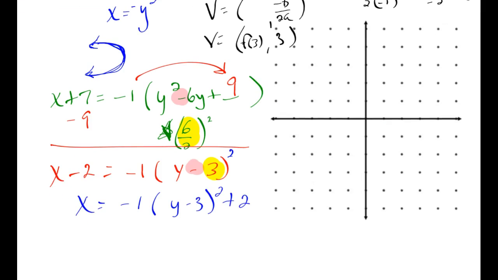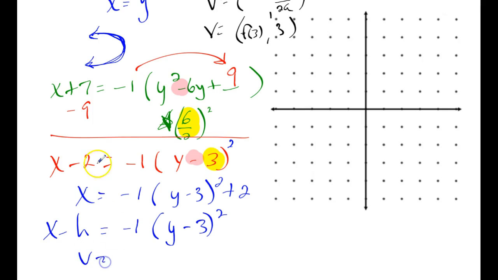But if I were to keep this in the form x minus h is equal to y minus k, then I can see that the vertex is actually coming from this guy, negative 2, comma 3. We already knew that this was a 3 because of what we had done before. So again, I could plot that point as the vertex, negative 2, 3 goes here.